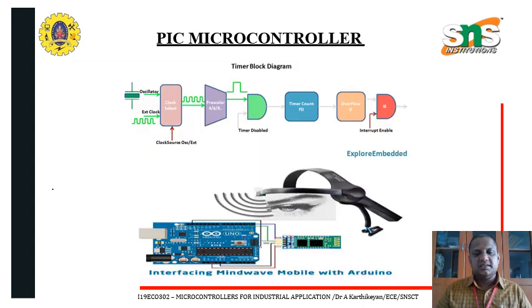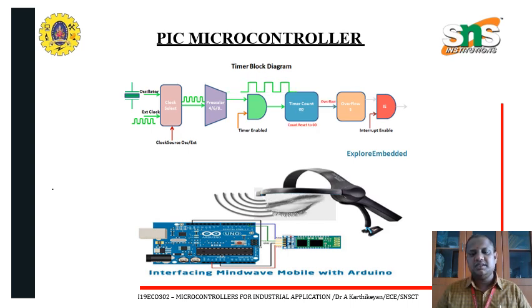So this is another example: an analog to digital converter, which we use to extract the information from the circuits. This is another application, interfacing a microwave mobile with the Arduino, like a blink LED operation. Once it is blinking, it will automatically detect, and the sensing will be executed here.